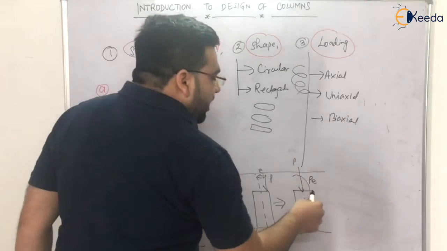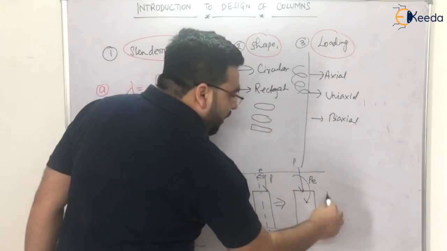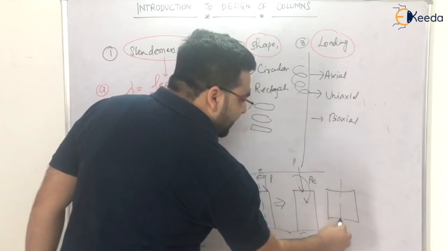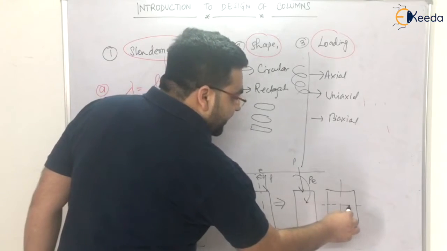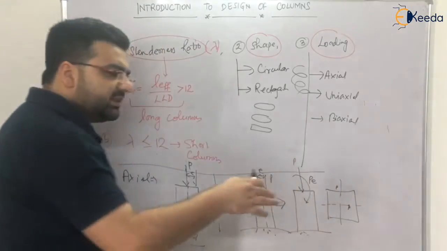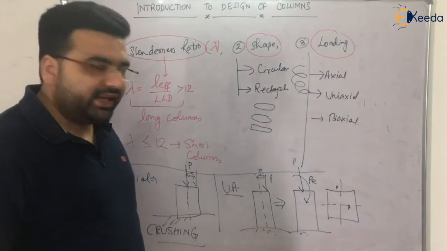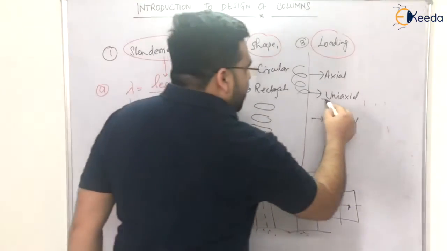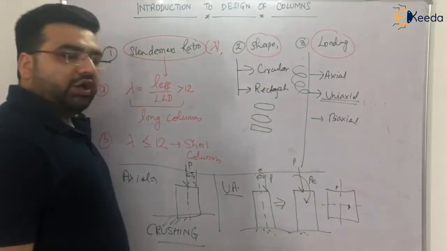If I take the top view, it would be like this. Let us say this is the center of the column, right? The load P would be either here or here, right? Some eccentricity will be there. Clear? So these types of columns are known as the uniaxial columns.